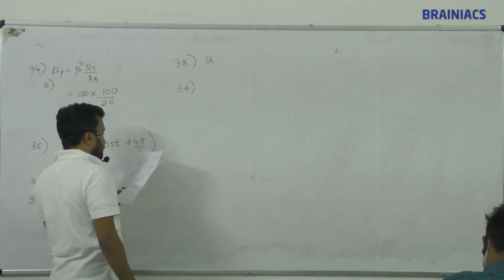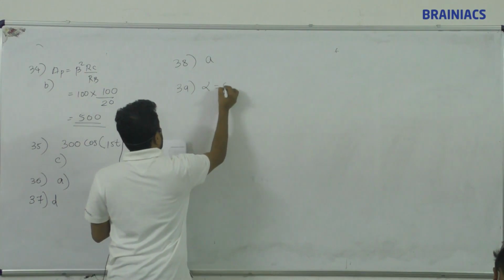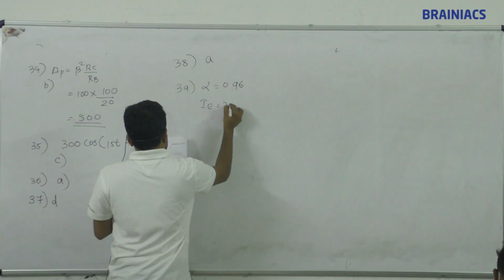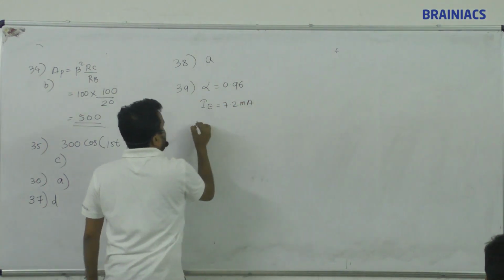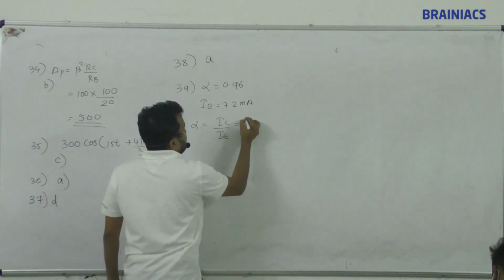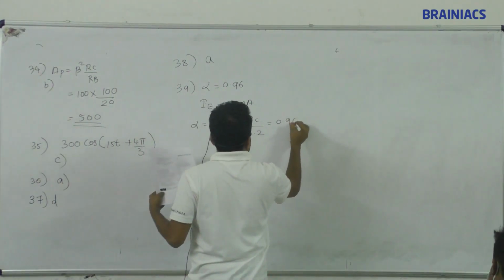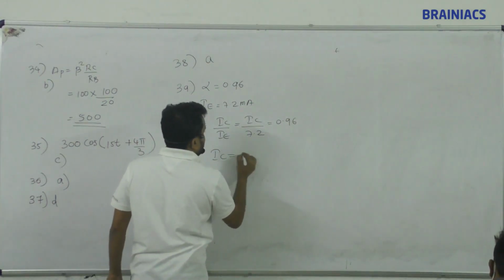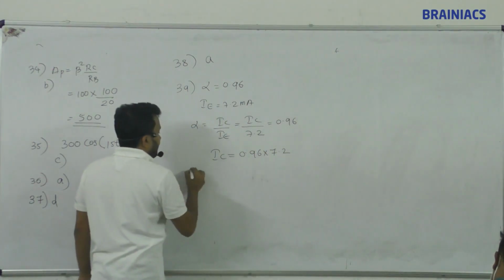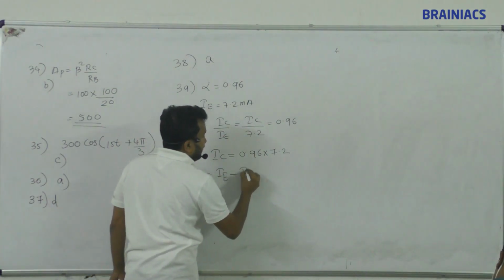39. Current gain of a transistor working in common base amplifier, common base alpha equal to 0.96, IE is 7.2 milliampere. From alpha what you will get? IC divided by IE. IC has to be found out. IE is 7.2, alpha is 0.96. So IC is how much? 0.96 into 7.2. IB, the base current, has to be found out. What will come? IE minus IC.